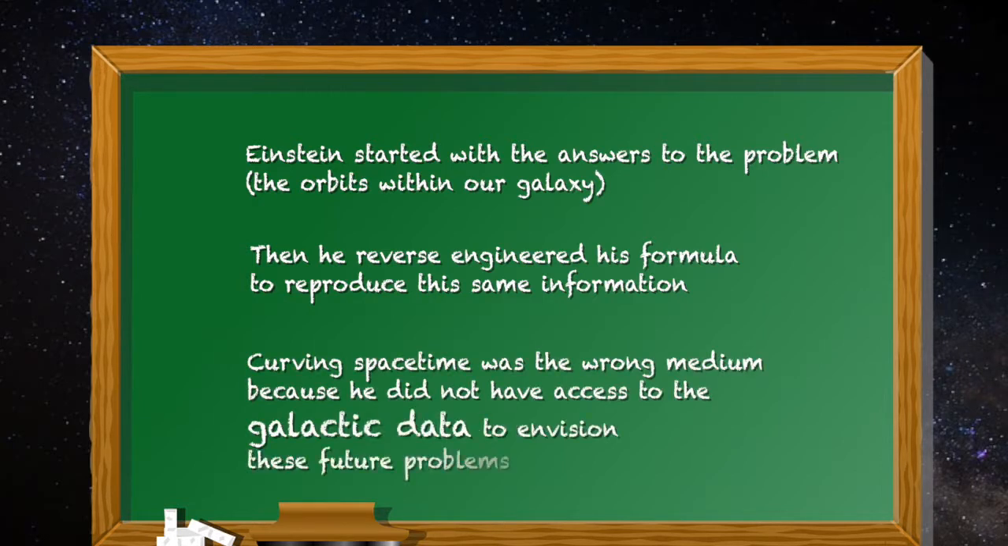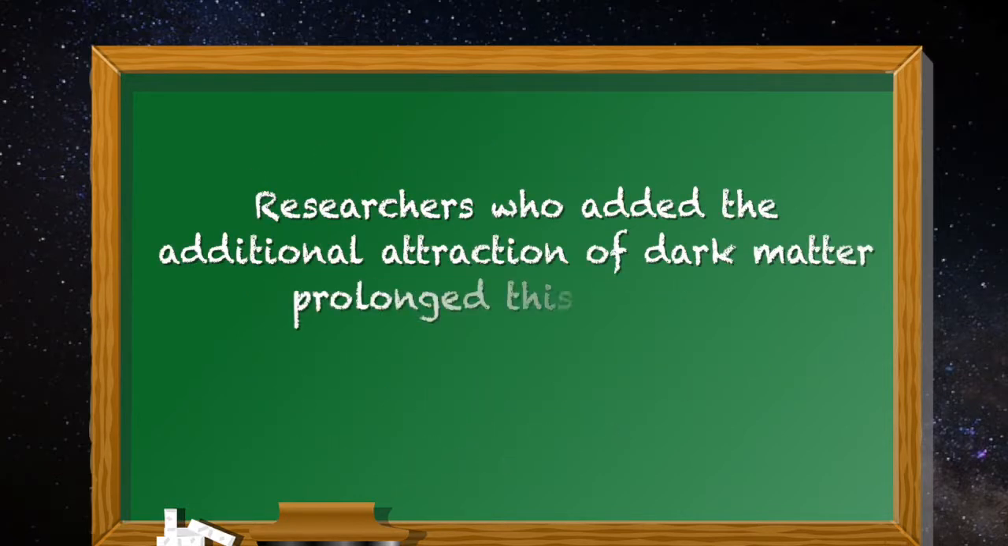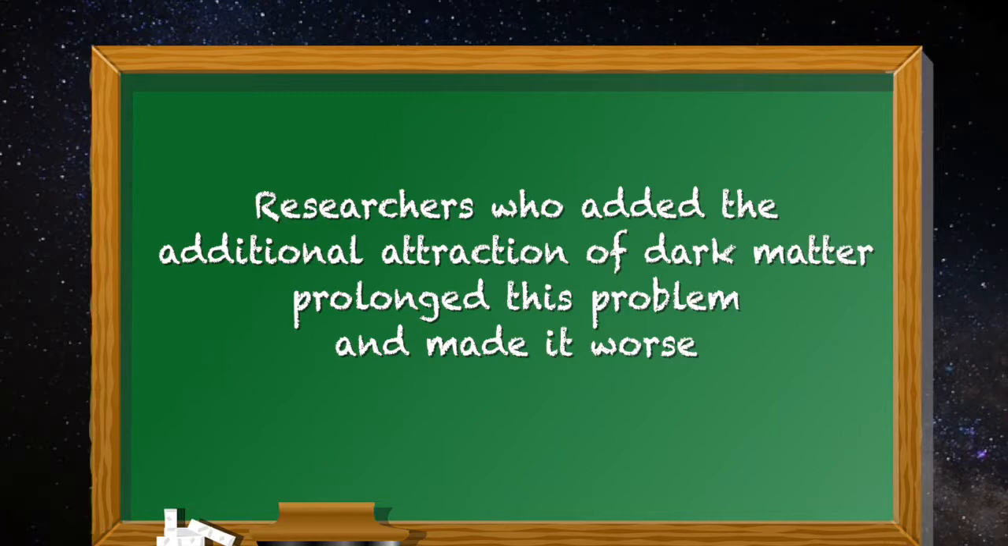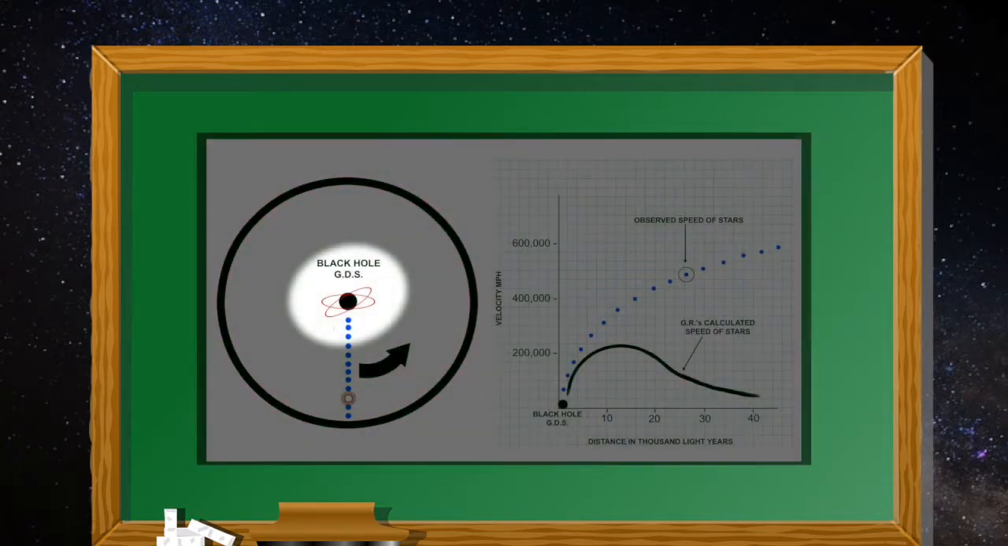His concept of curving space-time was the wrong medium because he did not have access to the galactic data to envision these future problems. Researchers who added the additional attraction of dark matter prolonged this problem and made it worse. If you look at the orbits in close to the gravitational dark star, those stars' orbits are in close vicinity to that dominant mass.